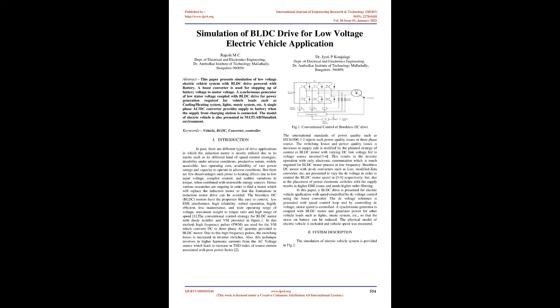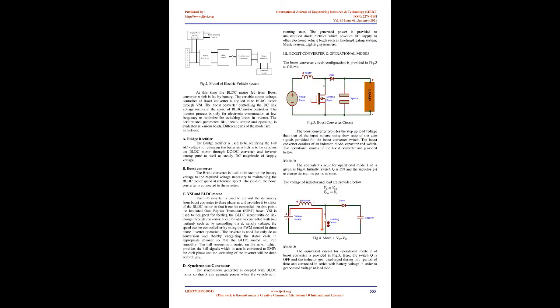The conventional control strategy for BLDC motor with diode rectifier and VSI is provided in figure 1. In this method, high-frequency pulses, PWM, are used for the VSI which converts DC to three-phase AC quantity provided to BLDC motor. Due to these high-frequency pulses, the switching losses increase in inverter switches. Also, this technique involves higher harmonic currents from the AC voltage source which leads to an increase in THD index of source current associated with poor power factor.